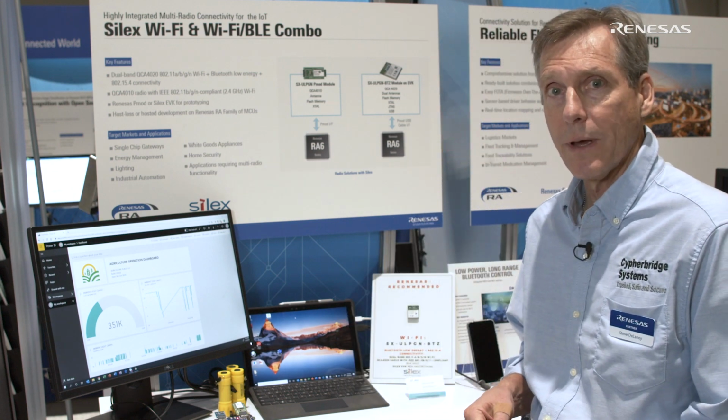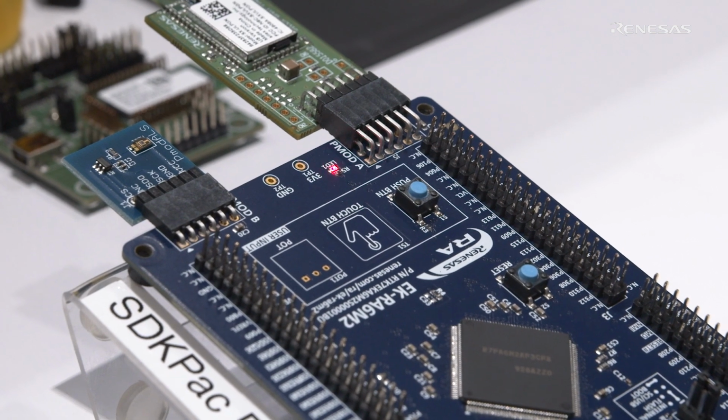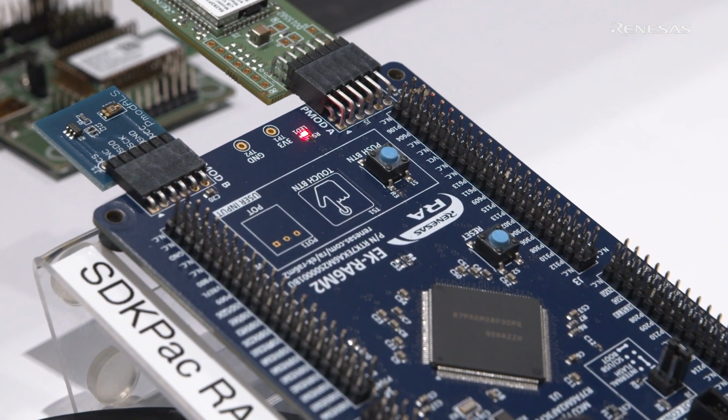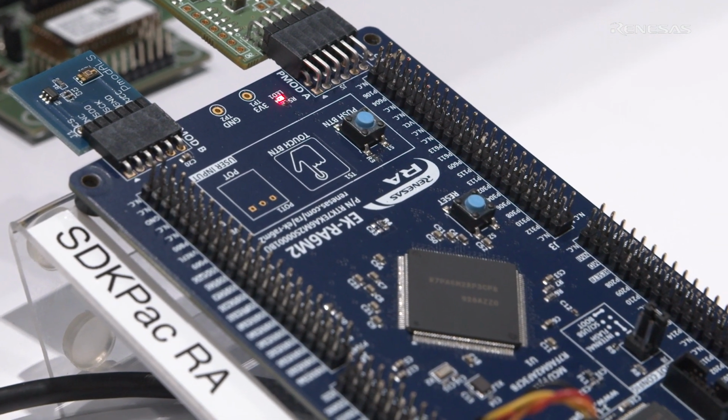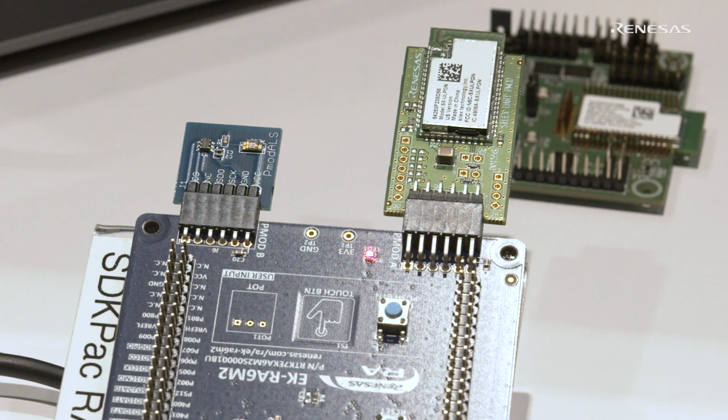We're here demonstrating our building block solutions to the Renesas RA platform. Here behind me, I want to take you through our first demonstration. This shows our solution running on the Renesas RA EK Evaluation Kit platform. We have here our ambient light sensor that's connected through the Pmod module.